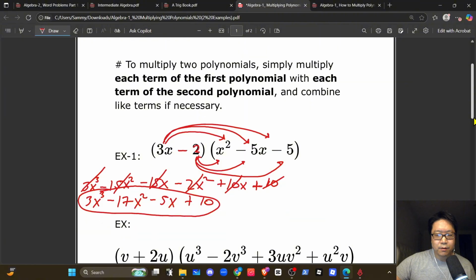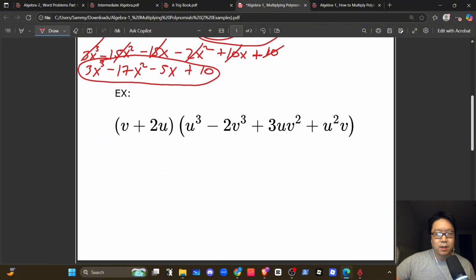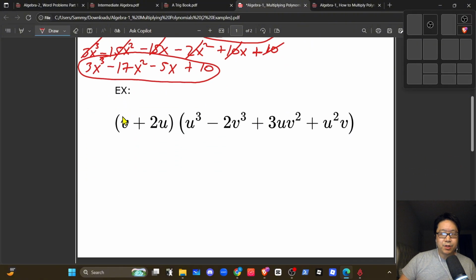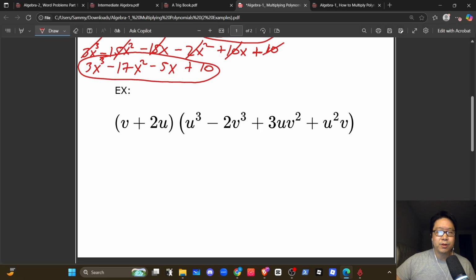Great. Let's move on to the second example. Again, we're just doing the same thing. All we're doing is multiplying each term in the first polynomial with each term in the second polynomial. So we're going to distribute this v. The problem is v plus 2u times the quantity of u cubed minus 2v cubed plus 3uv squared plus u squared v.